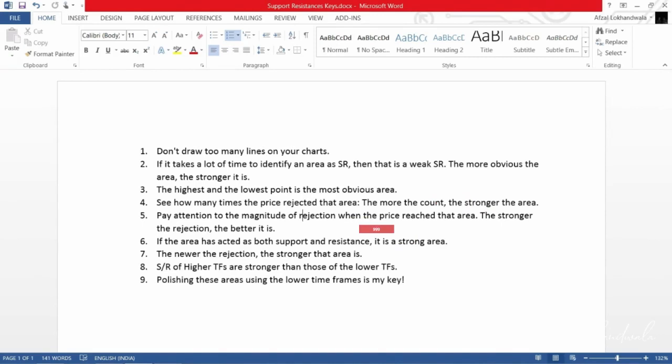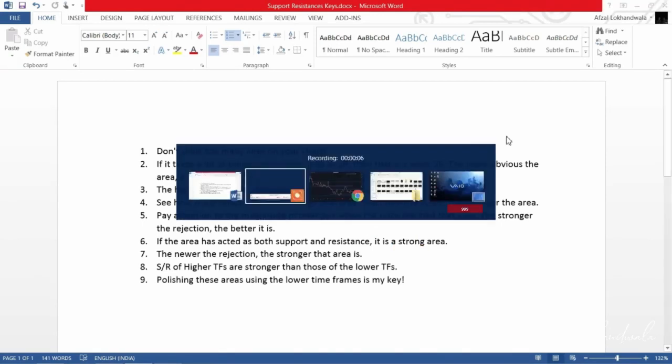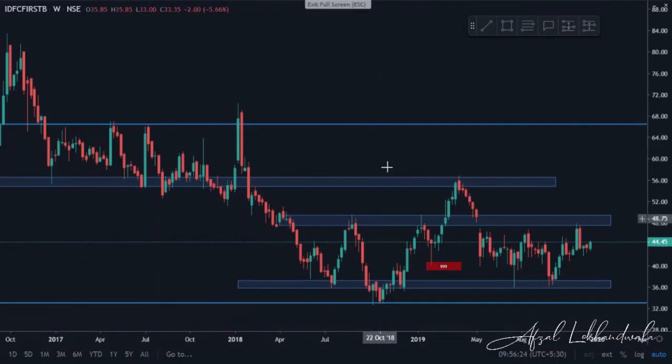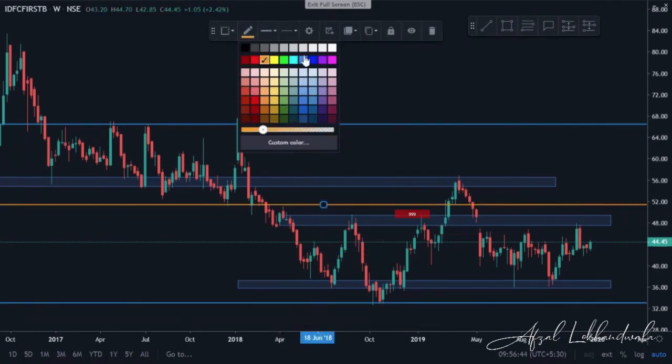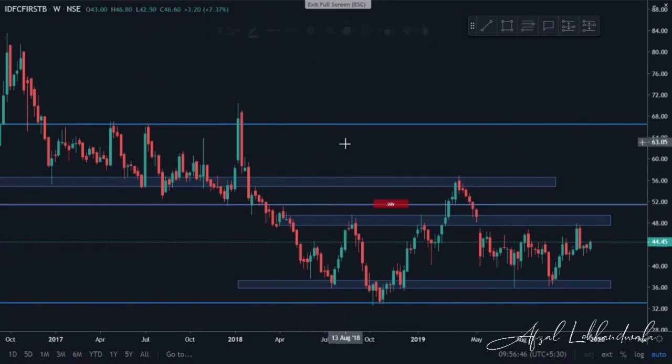The first point, do not draw too many lines on your charts. A very important point. Let us open the chart. Now we always want our charts to be very clean. You must be seeing all these charts being posted by experts or analysts. There are so many indicators, so many lines. A line here, let me change the color to blue because this is a weekly chart always.